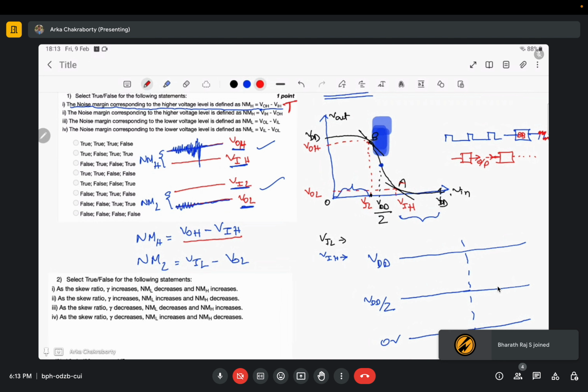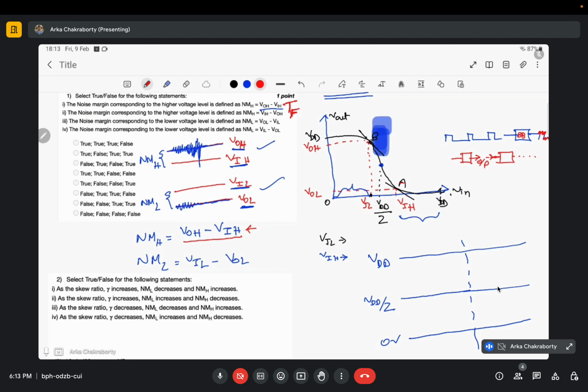The second statement is the noise margin corresponding to the higher voltage level is defined as V input high minus V output high. We have seen no, it is defined as V output high minus V input high. So the second statement is false.